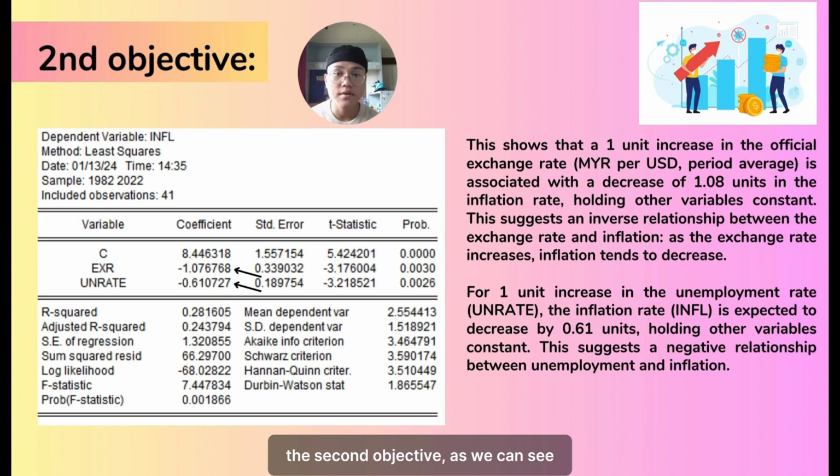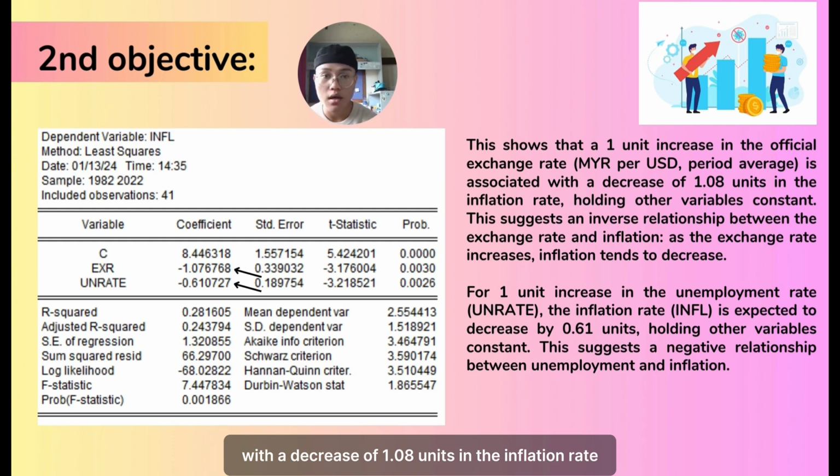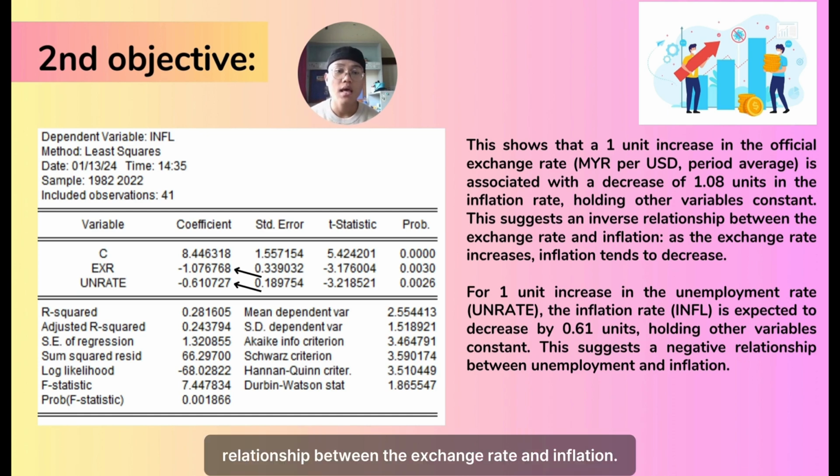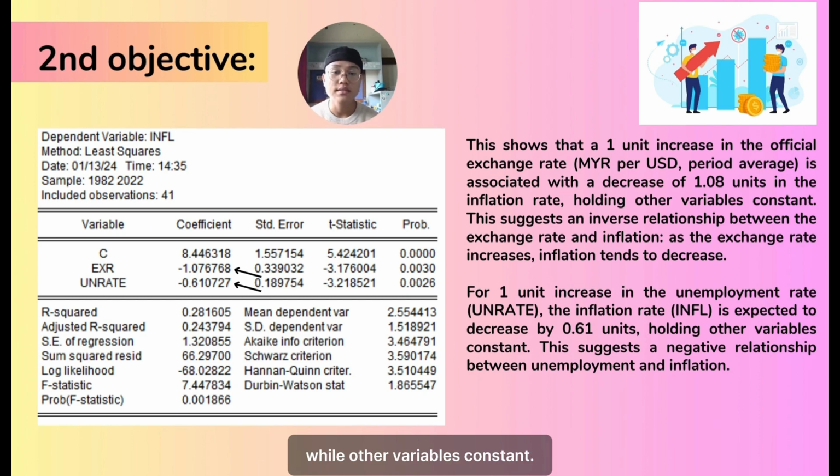For the second objective, as we can see, the exchange rate and unemployment rate have negative coefficients. This shows that a 1 unit increase in the official exchange rate, which means converting ringgit to USD, is associated with a decrease of 1.08 units in the inflation rate, holding other variables constant. This suggests an inverse relationship between the exchange rate and inflation. As the exchange rate increases, inflation tends to decrease. Next, for a 1 unit increase in the unemployment rate, which is UNRATE, the inflation rate, which is INFL, is expected to decrease by 0.61 units, holding other variables constant. This suggests a negative relationship between unemployment and inflation.